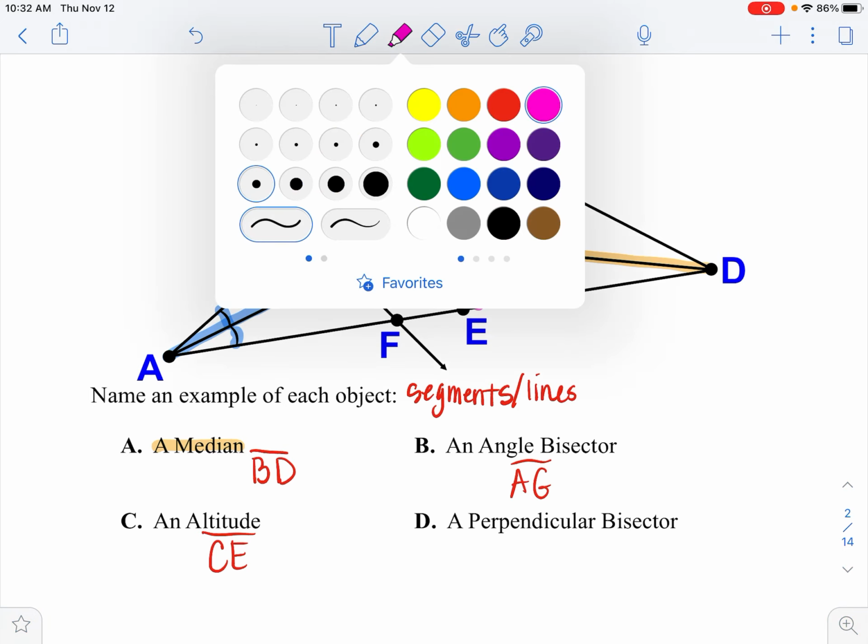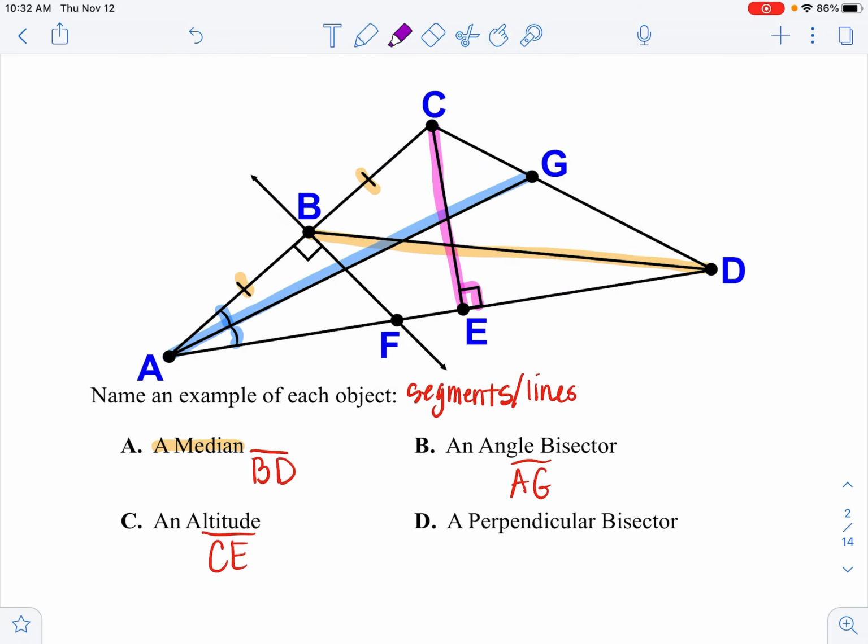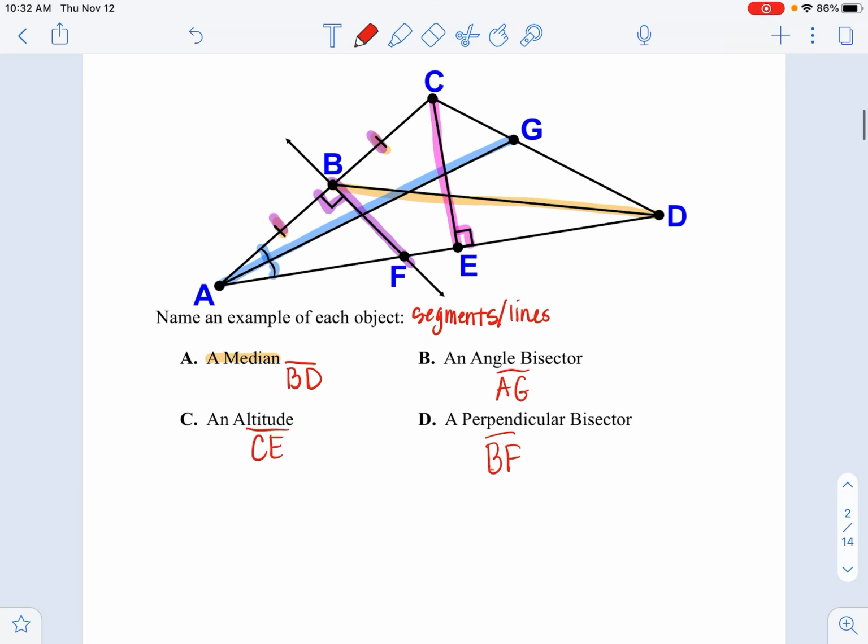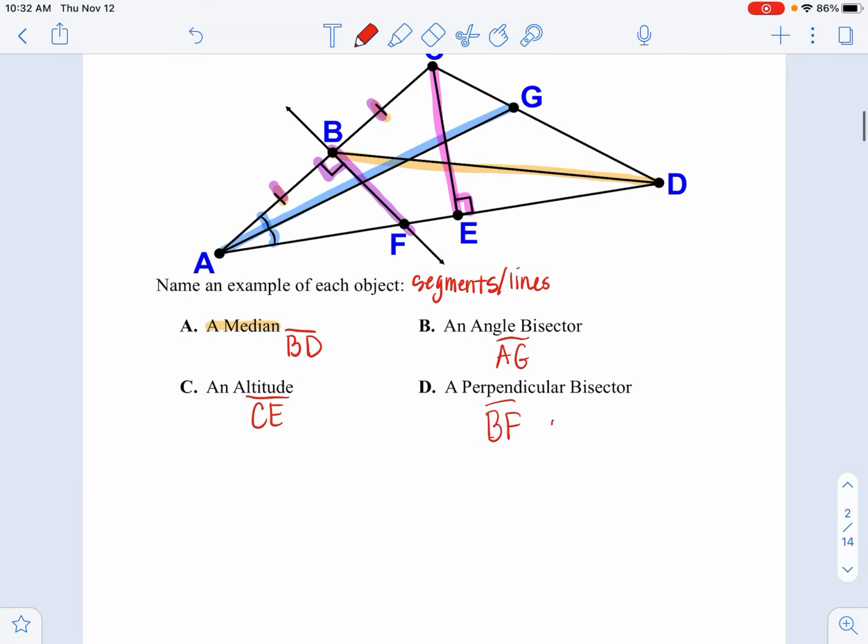And then last but not least, my perpendicular bisector. I highlighted it moments ago. It does not have to come from a vertex, but it has to give me two congruent pieces and right angles. So that is my perpendicular bisector, which is BF or FB. Notice I put segment bars above all of my answers because these are special segments in triangles. You could have also called this line BF because, if you extended it farther, it is a line.